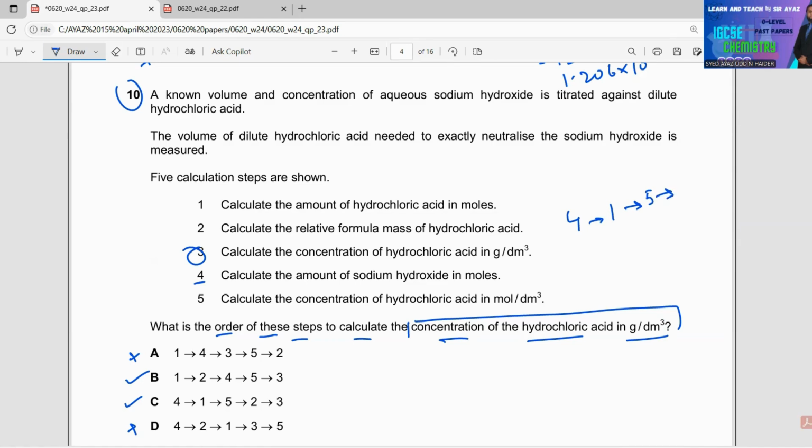Then relative formula mass. The relative formula mass of hydrochloric acid is needed in order to convert the moles into grams. Fine. So after 5, we have 2. Then after 2, we will have the last step, which is 3. So C must be the right answer. If you look at the sequence 4, 1, 5, 2, 3, B is incorrect.